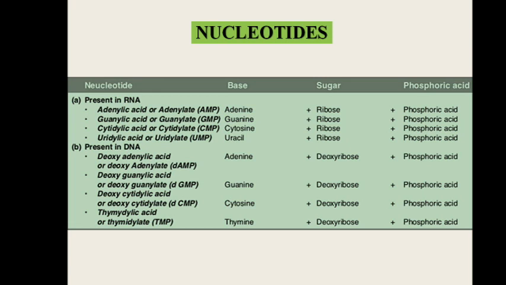Now coming to the nucleotides. What is the difference between nucleoside and nucleotide? When a phosphate molecule is attached to the nucleoside, we call it a nucleotide. The nucleoside is base and sugar. Nucleotides are base plus sugar plus phosphate group.